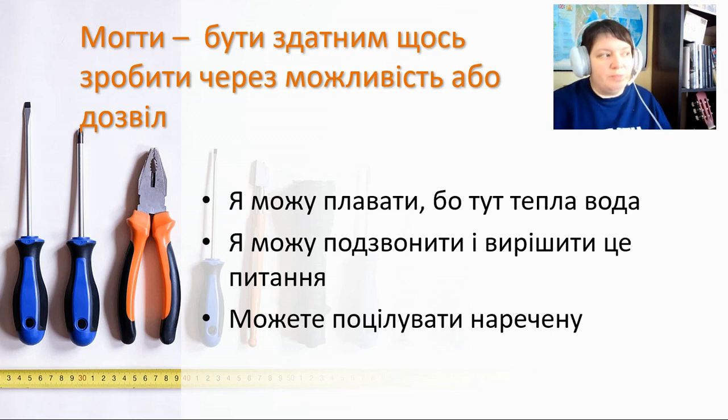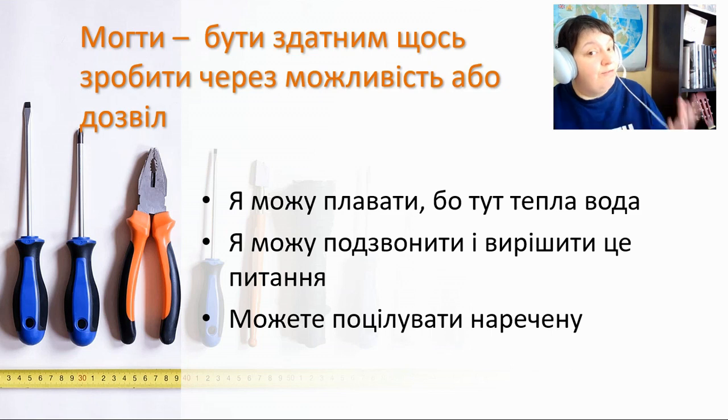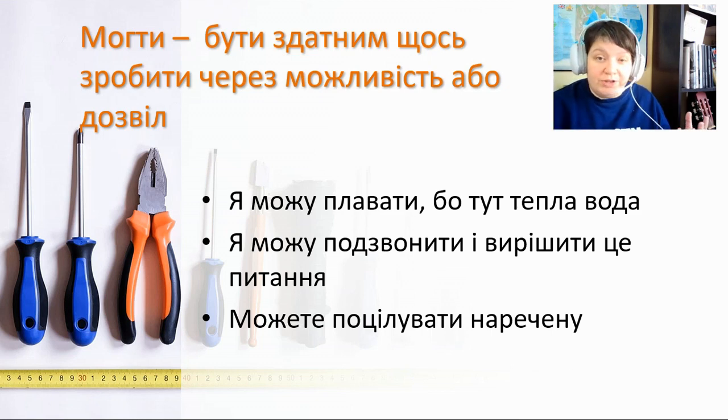So, вміти, уміти, it's when you have some skills. And могти, it's when you are able to do something. So, let's go to some forms of these two words in different Ukrainian tenses.